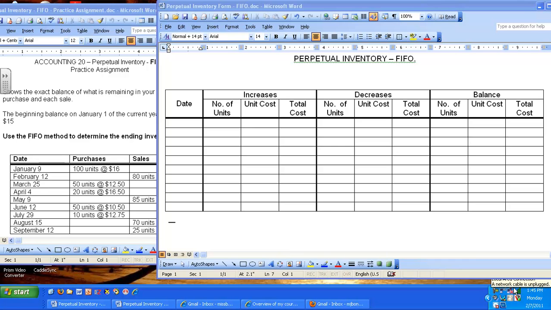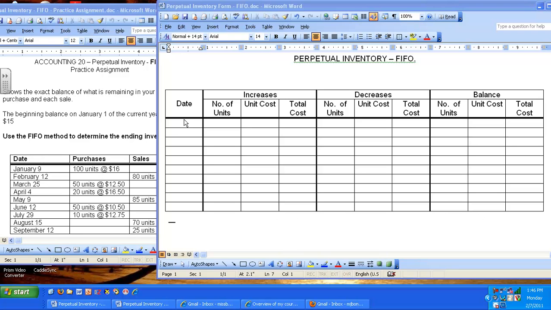Hello, this afternoon I'm going to teach you how to do the perpetual inventory FIFO method, and I'm going to use the practice assignment to show you. Just a reminder, the perpetual inventory method shows the exact balance of what is remaining in your store after each purchase and each sale.